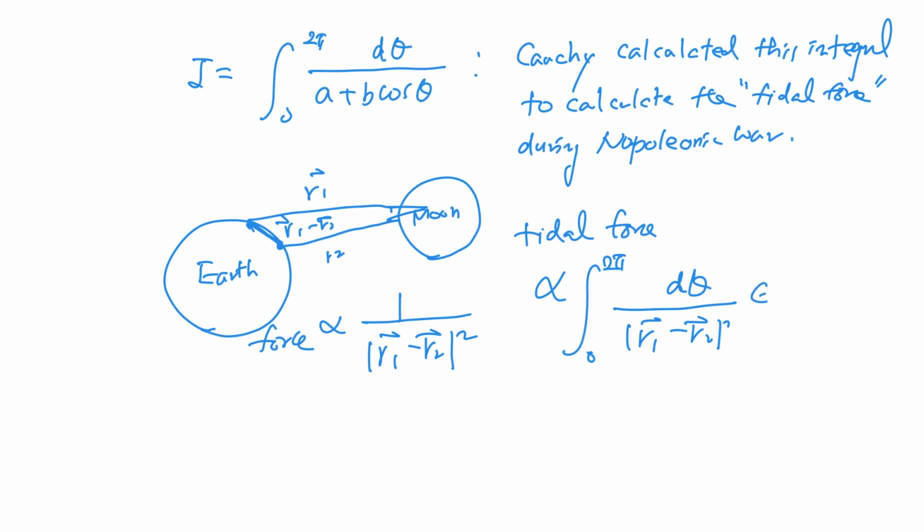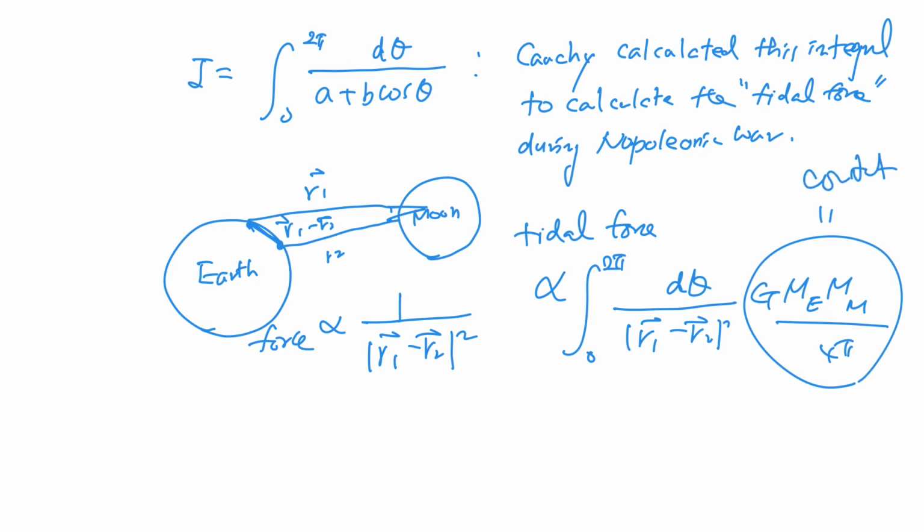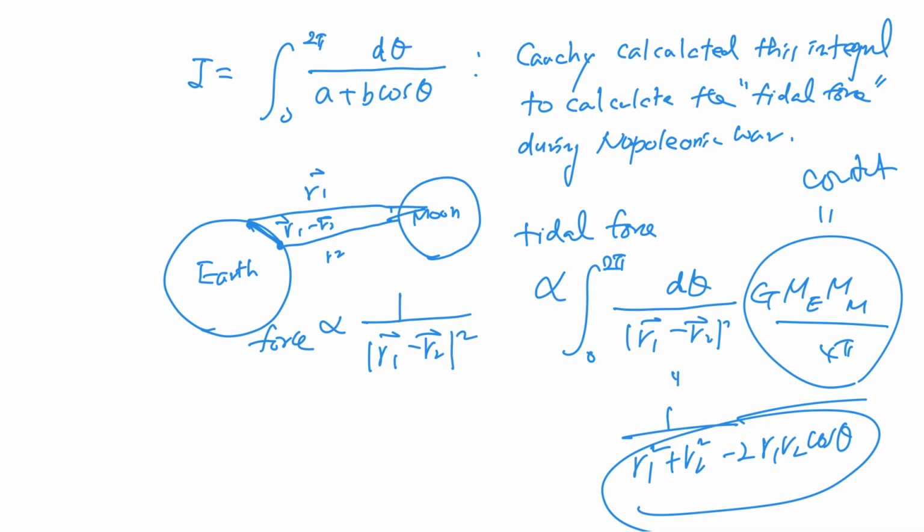3 times m1 m2, divided by 4 pi, I think. There's some constant, because the Moon is rotating and Earth is rotating, so you have to take all of this into account. And this tidal force becomes 1 over r1 squared plus r2 squared minus 2 r1 r2 cosine theta, right? So this integral actually takes this form.